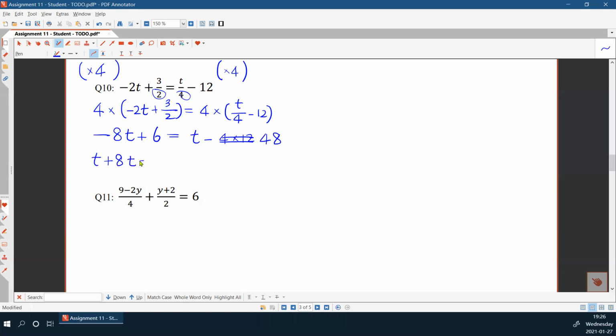So next, we can put minus 8t to the right-hand side of the equation, which gives us t plus 8t, and at the meantime, put minus 48 to the left-hand side of the equation, plus 48, right? This gives us 9t equals 54, right? And the final result is t equals 54 over 9, which is 6. Understand? Do you have any questions? No? Can I move on?